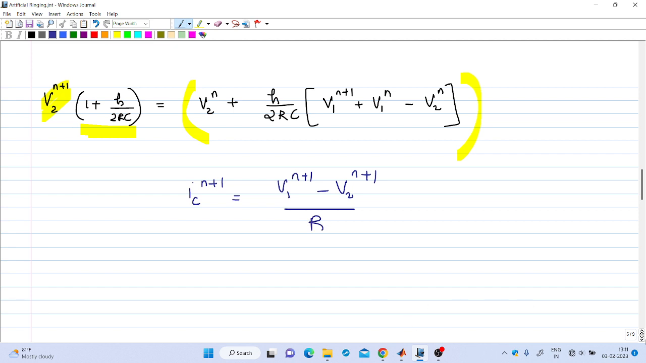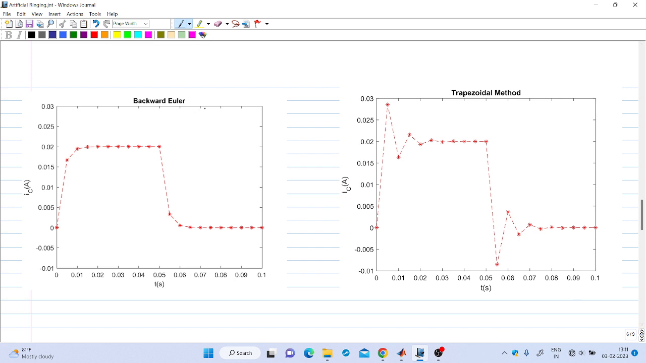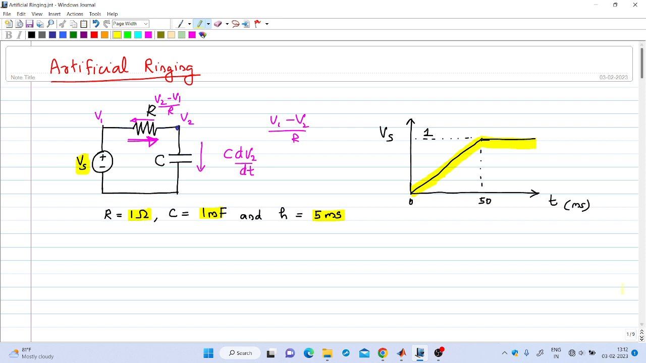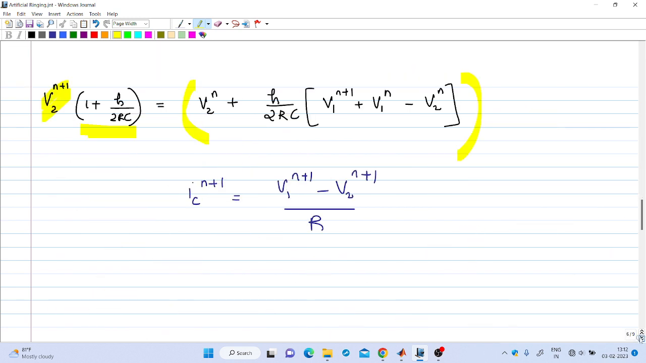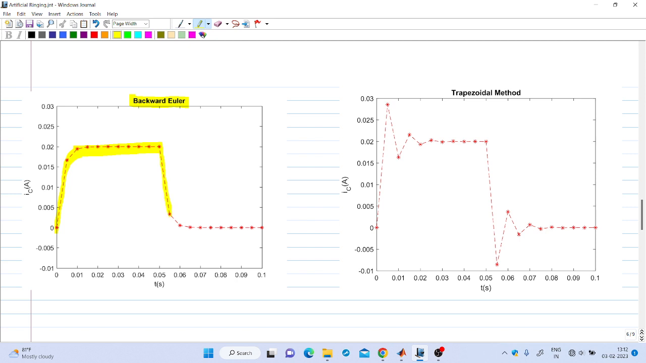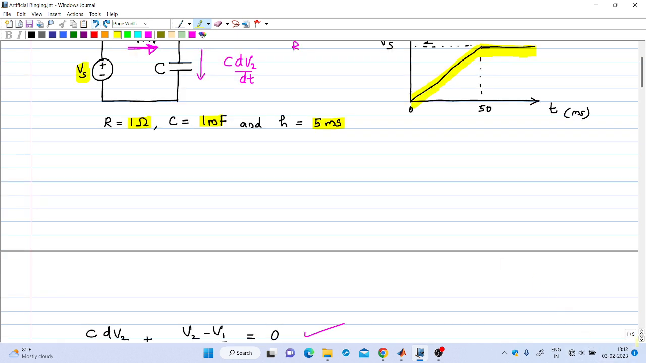And I have simulated both the cases in MATLAB, and if you observe the results, you can see that in the backward Euler method, this is the result. Capacitor current will be initially rising, and then it reaches a steady value. Then at t equal to 50 millisecond, our source voltage changes to a constant value 1. Previously it was linearly increasing, now it is a steady value. Then at that time the current decreases to 0.